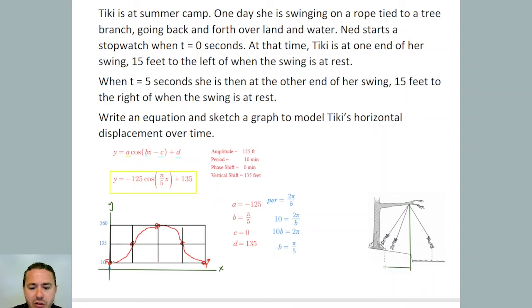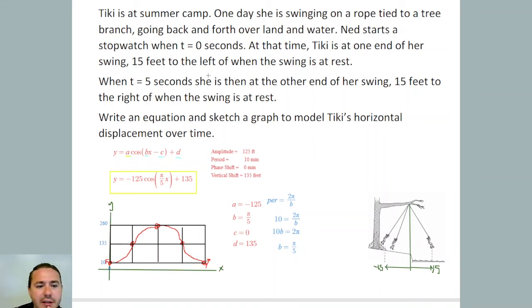And then it says that she starts over here, 15 feet to the left. So we'll call this negative 15 feet as our displacement, and so that would mean that this is going to be positive 15. So we got from negative 15 to positive 15.